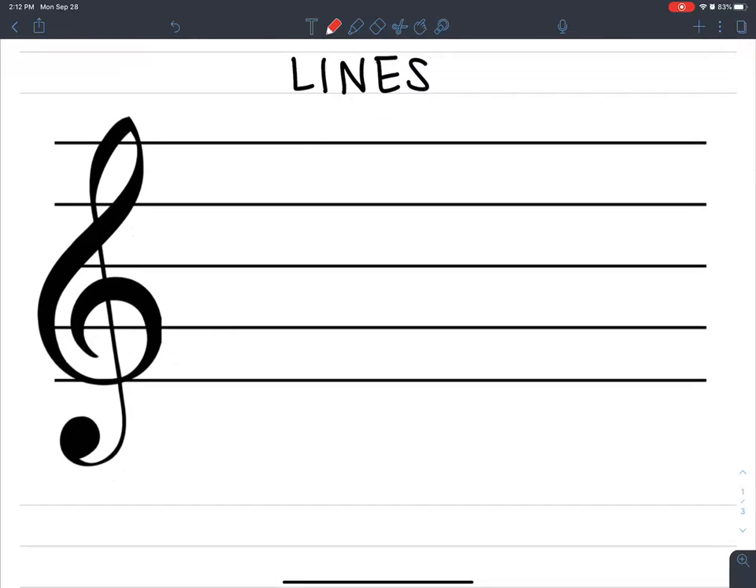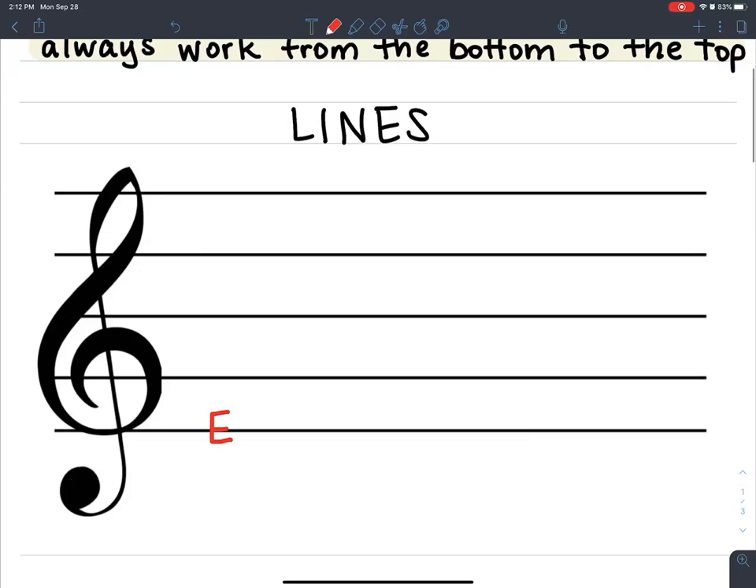We start off with E on the very bottom. Now, the musical alphabet is going to go from A to G and then start over, okay? It goes in the same order as the alphabet, just like we all know. But when you get to G, it's going to start over. So it'll go A, B, C, D, E, F, G. Then it starts over: A, B, C, D, E, F, G, A, B, C, D, E, F, G. It keeps on going and going and going.